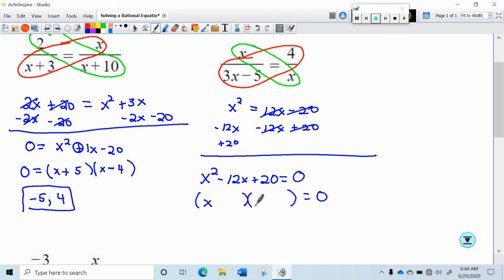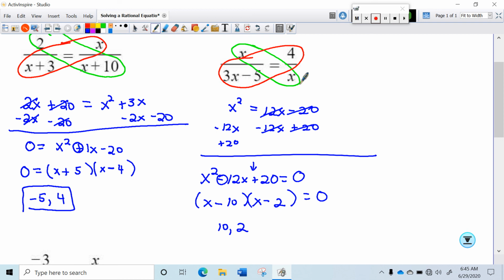I'm going to factor by making 2 sets of parentheses. Split up the x's. Bring down the first term. Since this is a positive, that means the same sign you wrote over here. I want the factors of 20 that when I add them equal 12. Well, that's 10 times 2 because they multiply to 20 and add to 12. So now because you have equal 0, you do the opposite. The opposite of negative 10 is positive 10. The opposite of negative 2 is positive 2.